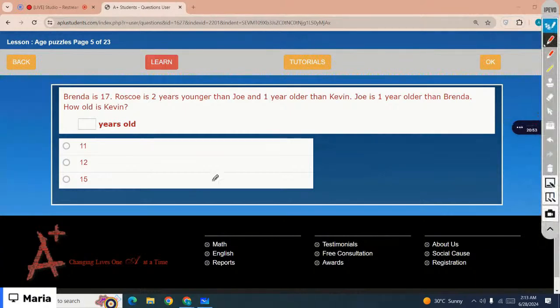Brenda is 17. Roscoe is 2 years younger than Joe and 1 year older than Kevin. Joe is 1 year older than Brenda. So Brenda 17 plus 1 is 18. Roscoe is 2 years younger than Joe. So Roscoe is 18 minus 2, 16.